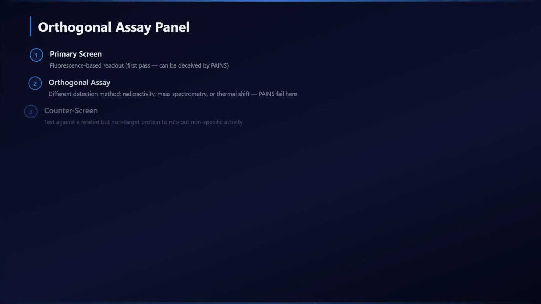Both need the same next step. After dose-response confirmation, you run orthogonal assays. You test the same compound for the same biological effect using a completely different detection method. If your primary screen was fluorescence-based, your orthogonal assay uses a different readout. Radioactivity, mass spectrometry, thermal shift assay, or an enzyme-linked detection system.